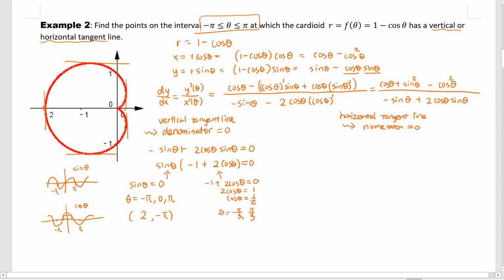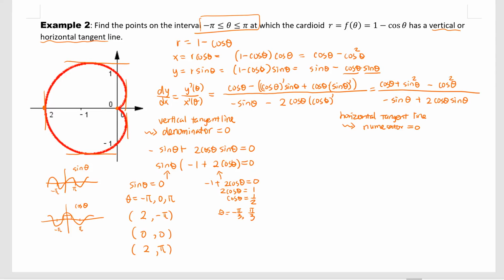And next, when we plug in 0, 1 minus cosine 0. Cosine 0 is 1. 1 minus 1 is 0. Oh, okay. So that corresponds to the origin. And when we plug in pi, cosine pi is minus 1. We also get 2. So actually, this guy and this guy correspond to the same point.